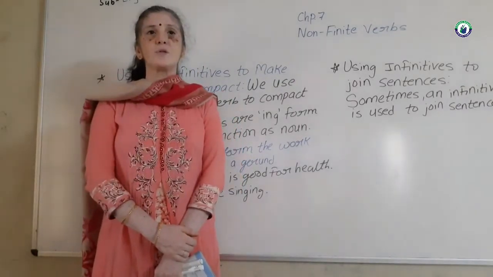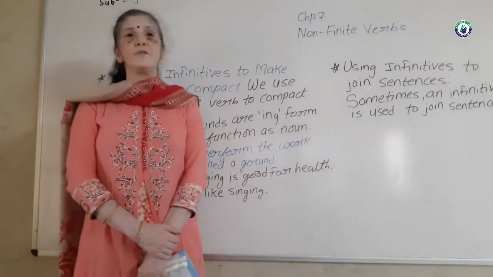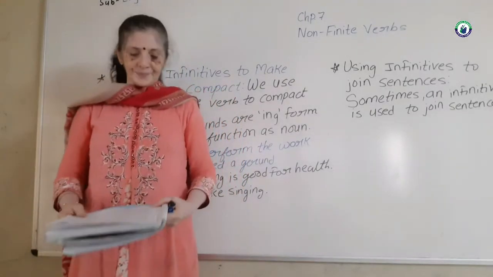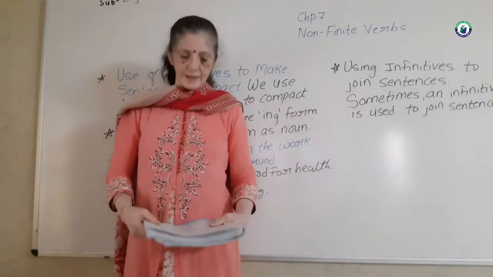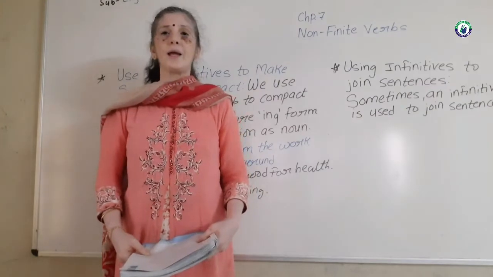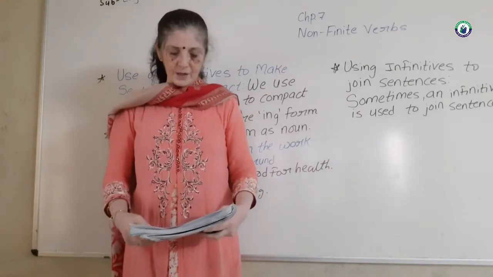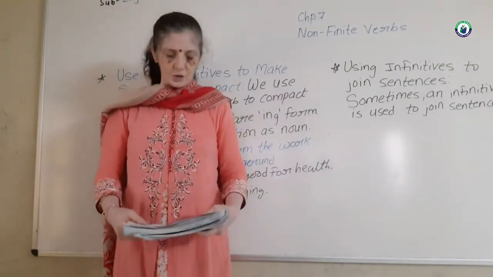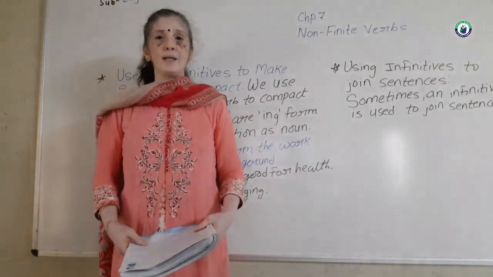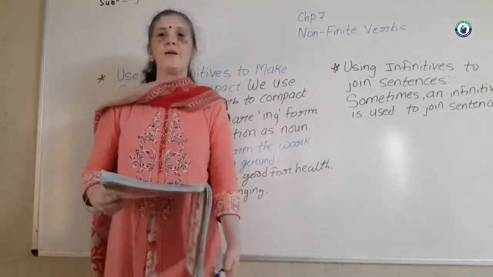Use infinitives to join the sentences. How we can make it? Sometimes an infinitive is used to join sentences. How it can be possible? He has children. He must protect them from every danger. So how we can join both these sentences? First one, he has children. Second one, he must protect them from every danger. So we can use infinitive to join the sentences. He has children to protect them from every danger.